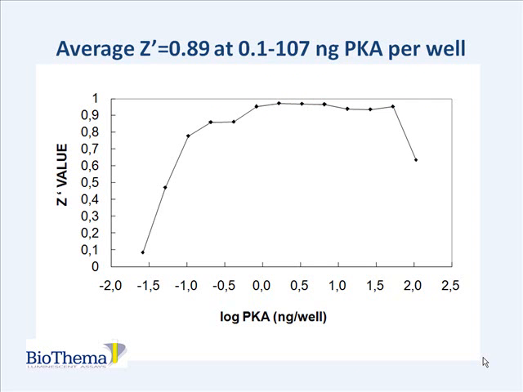Z prime values are a commonly used indicator of assay quality. Anything over 0.6 is regarded as good, and we typically get values of well over 0.8, which shows the extremely high quality of our assay.